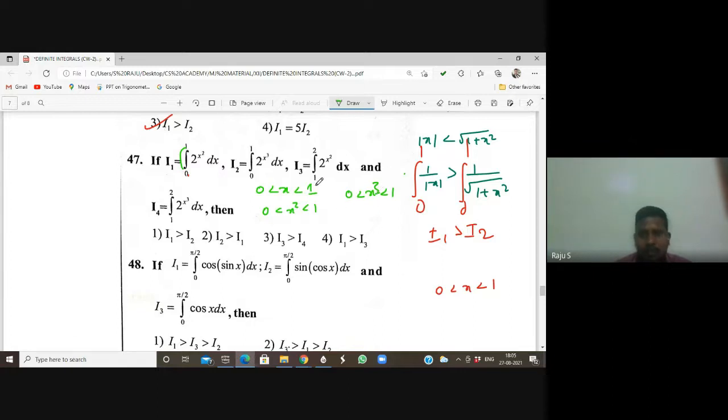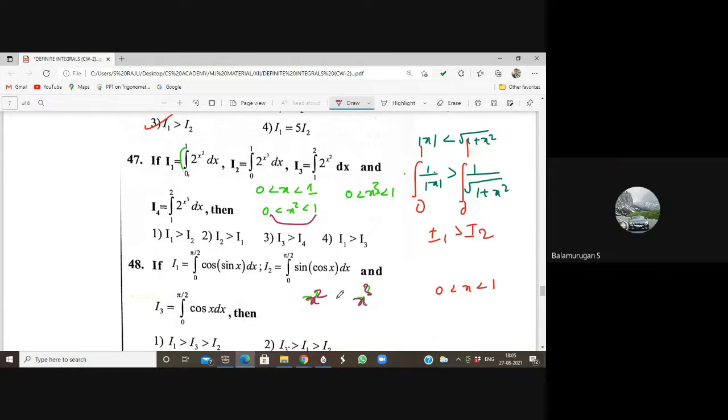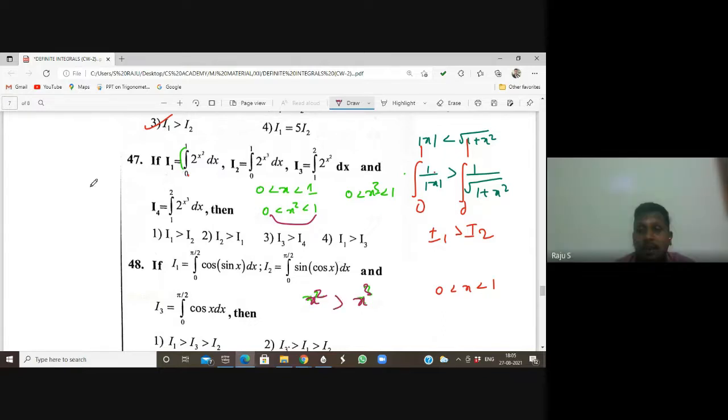But here, comparing x square and x cube, which is the highest value and which is the least value from 0 to 1? x square is greater than x cube. Wonderful. Because when I take x equal to 1 by 2, which clearly lies between 0 and 1, x square is 1 by 4, but x cube is 1 by 8. 1 by 4 is greater than 1 by 8, so x square is greater than x cube.